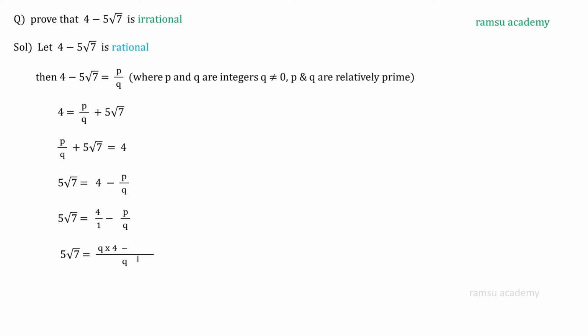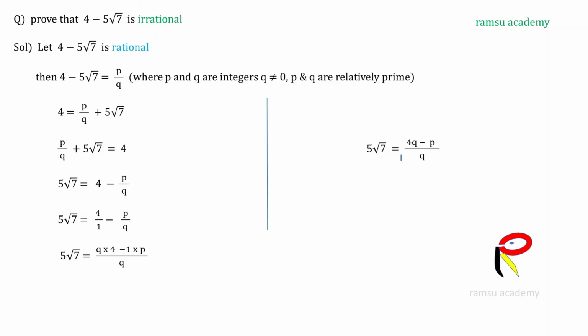Now divide this q with denominator of the second fraction, that is also q. When we divide q with q, we get 1. Multiply this 1 with p. Then it will be equal to 1 into p. So write 1 into p here. Now 4 into q is 4q. 1 into p is 1p or p. So 5 root 7 will be equal to 4q minus p by q.